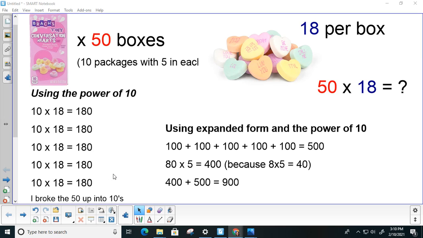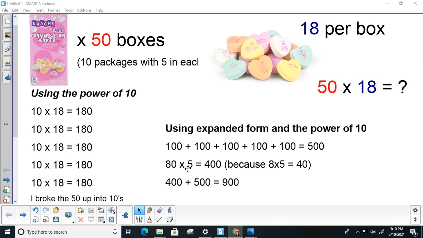Now I can use expanded form again. I can break these 180s up into smaller parts. I know that I have 5 hundreds, so I put 500 here. I also know that I have 80 times 5 still remaining to work with, right? I still have all those 80s I have to look at.